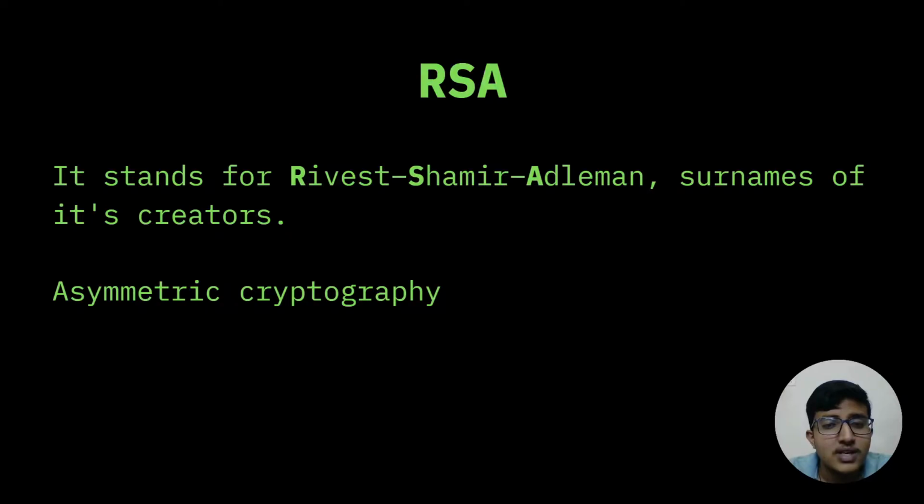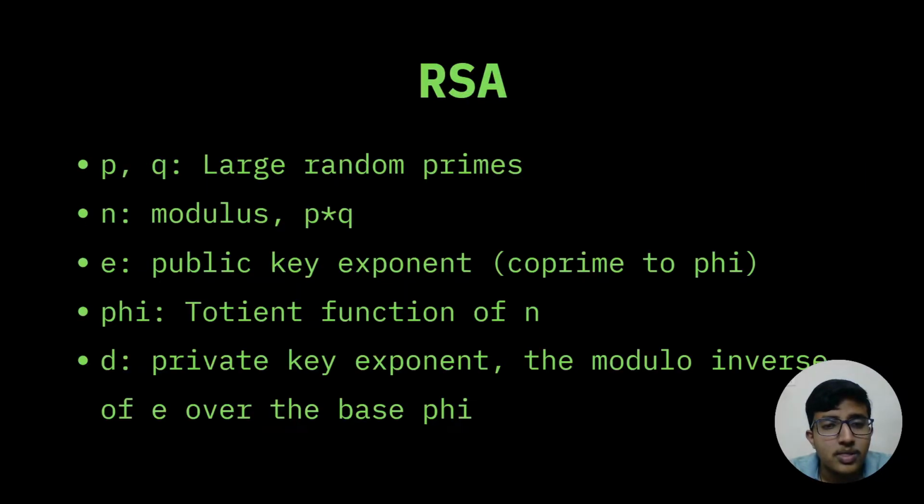Now let's have a deep dive into RSA. RSA stands for Rivest, Shamir, Adleman, the surnames of its three creators, and it goes unsaid that RSA is a great example of asymmetric cryptography. Before seeing the under-the-hood workings, let me quickly describe some of the general terms used while describing RSA.